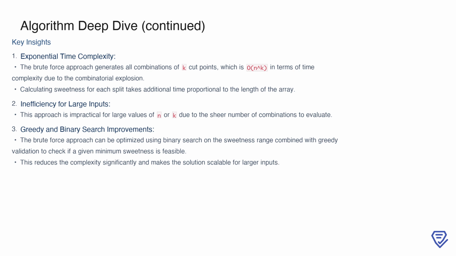By combining binary search with a greedy approach, we can significantly improve efficiency. Instead of evaluating every possible split, binary search allows us to narrow down the range of possible minimum sweetness values, and the greedy validation ensures that a given value is feasible within the constraints. This drastically reduces the computational burden and makes the algorithm scalable to larger datasets.